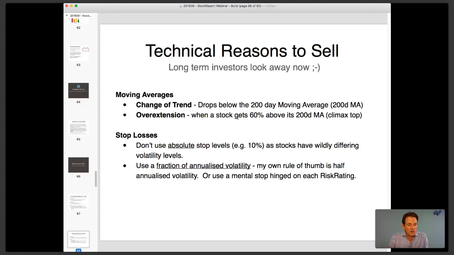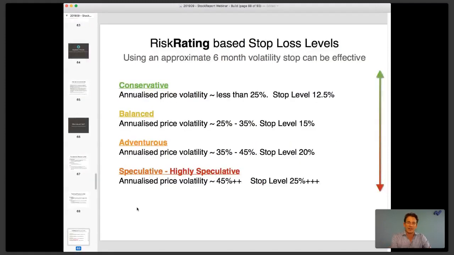But stocks, as I showed you with the risk ratings, have wildly different volatility levels. So you really want to use a fraction of volatility, or a volatility measure, to set your stop losses if you do use them. My own rule of thumb is half annualized volatility, which I've laid out here. This looks at the risk ratings: conservative, balanced, adventurous, speculative, highly speculative, and it shows you the annualized volatility. If you think about it as approximate 6-month volatility, that can be fairly effective.